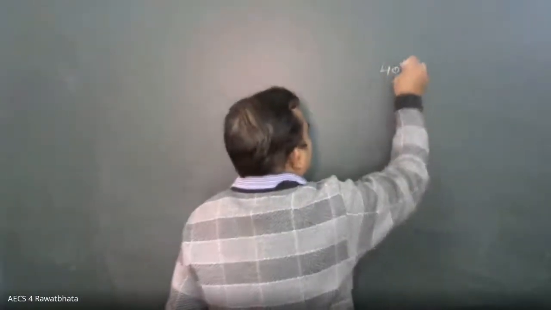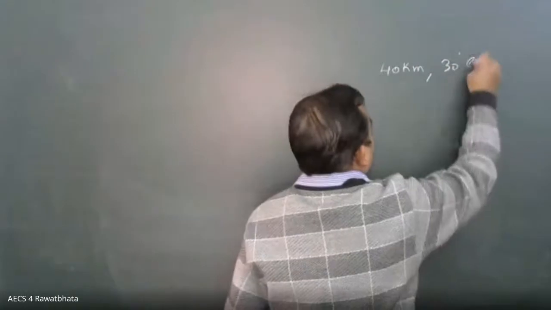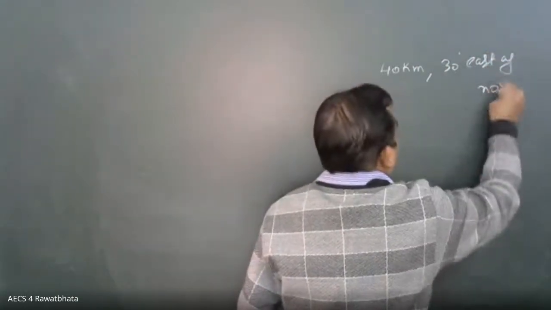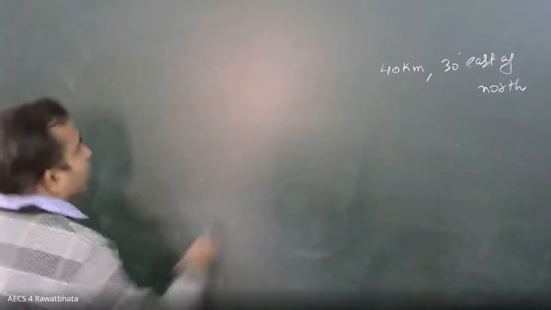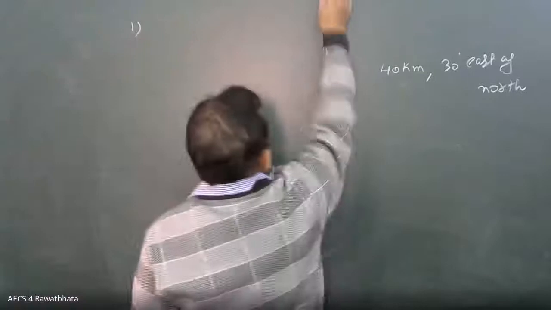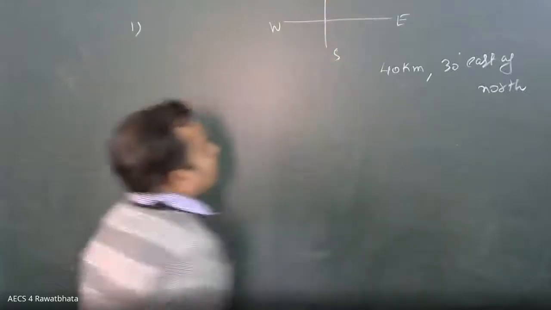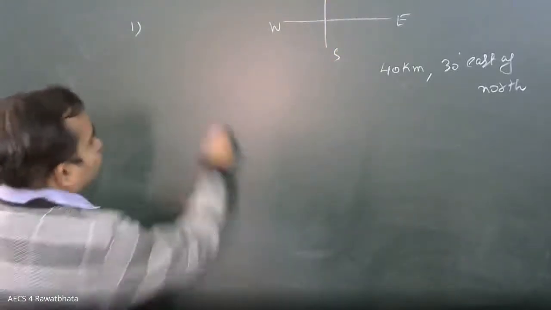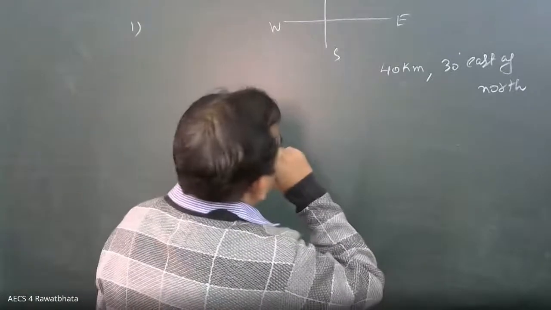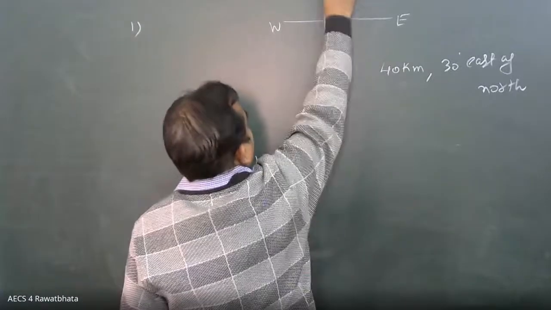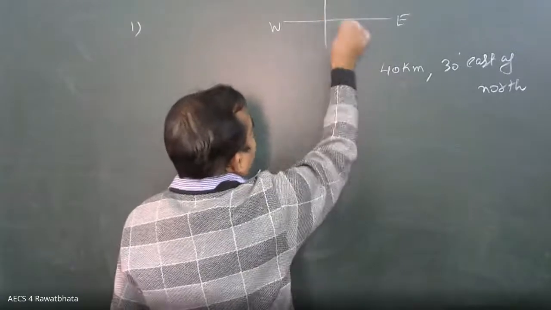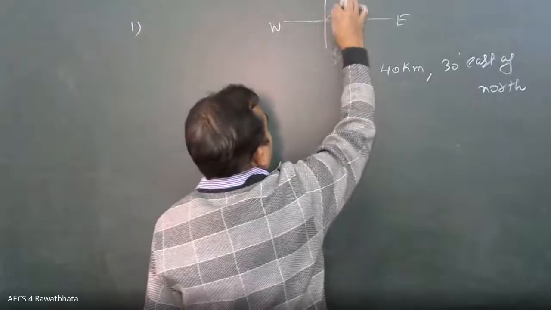Represent graphically a displacement of 40 kilometer 30 degree east of north. I hope you know northeast. This is east, this is west, this is north, this is south. So let me draw east of north. Where is east of north? This is north, but east of north means on this side you make 30 degrees.